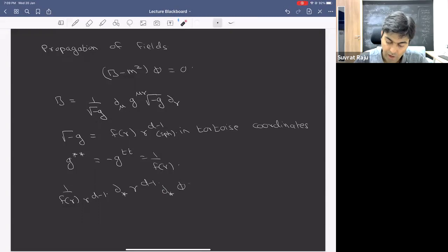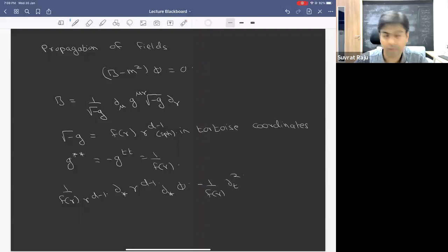There was an f of r in the square root of minus g, but remember the g star star has a 1 over f of r. So if you look at the first term, if you just take mu equal to r star, nu equal to r star, you don't actually get an f of r here. And then we have a minus 1 over f of r into d_t squared phi.